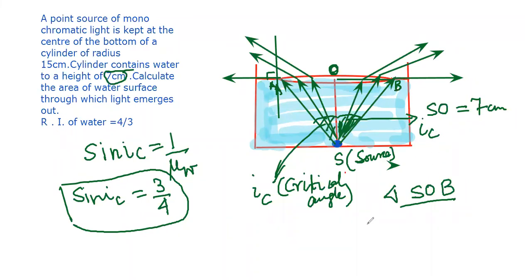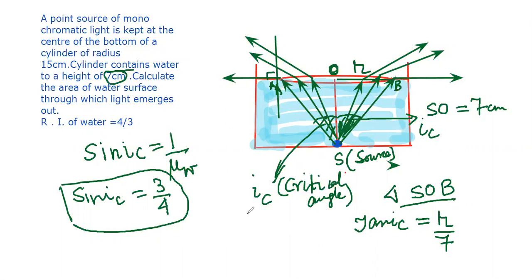So over here, what is happening? Tan of IC is equal to R upon 7, because this is perpendicular by base. Tan of IC is equal to R upon 7.